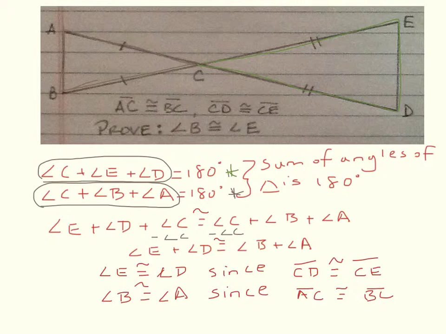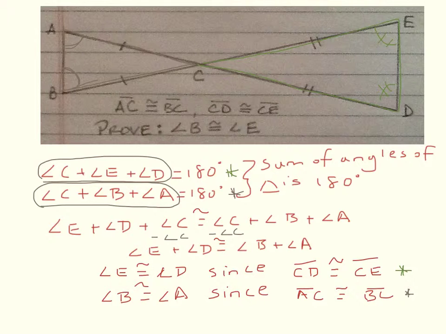Anyhow, moving along, we know that these two angles, E and D, are the same because they're across from congruent sides of an isosceles triangle. It's this statement right here. We also know that A and B have the same measure, they're congruent angles, since they are opposite congruent sides of another isosceles triangle, and that's this statement right here.